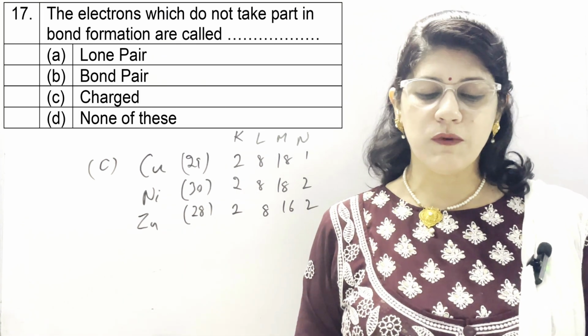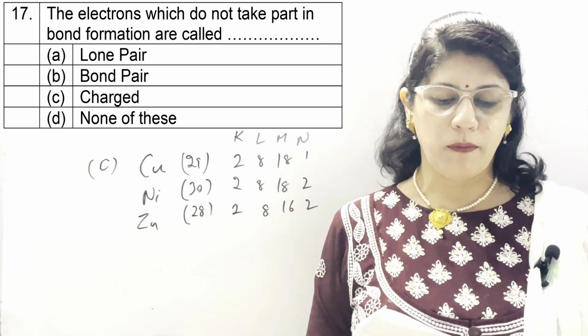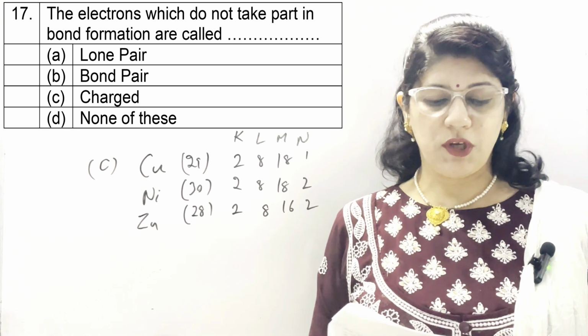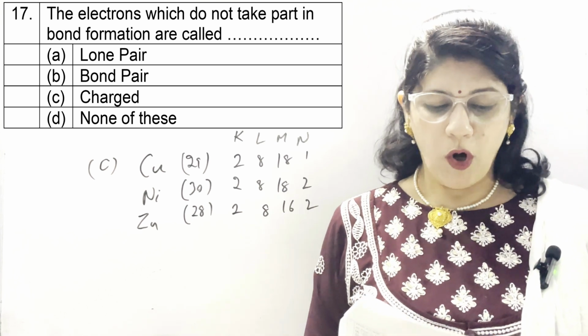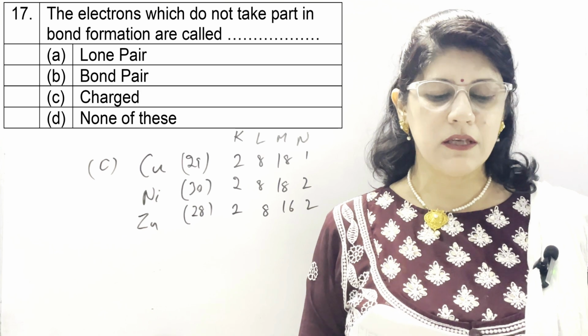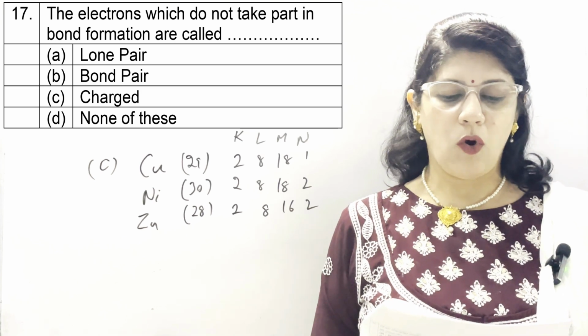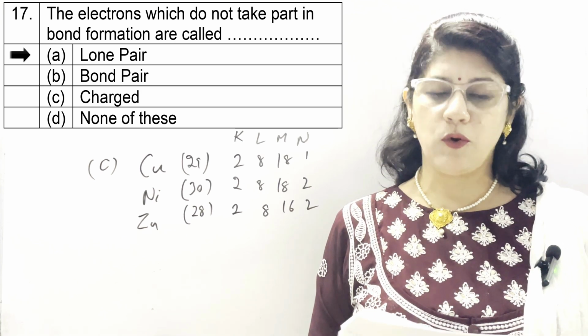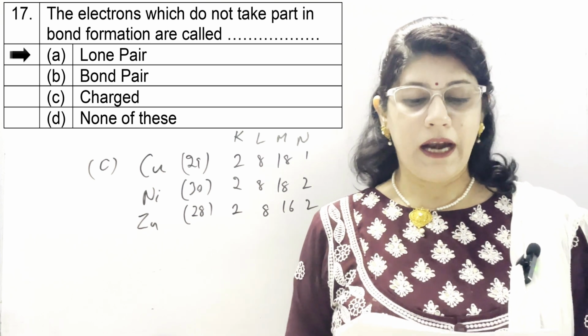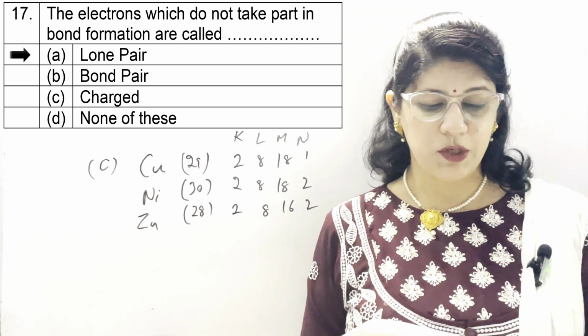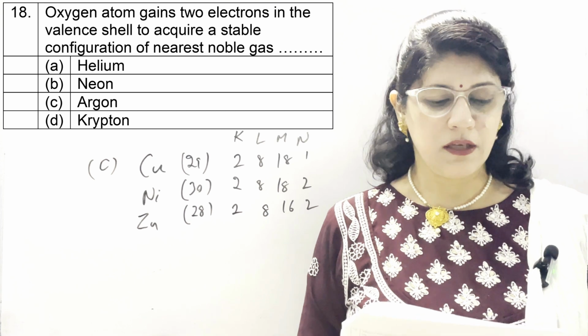17. The electrons which do not take part in bond formation are called. A option is lone pair, B is bond pair, C is charged and D is none of these. So they are called lone pair because they belong to valence shell only and they do not take part in the bond formation.